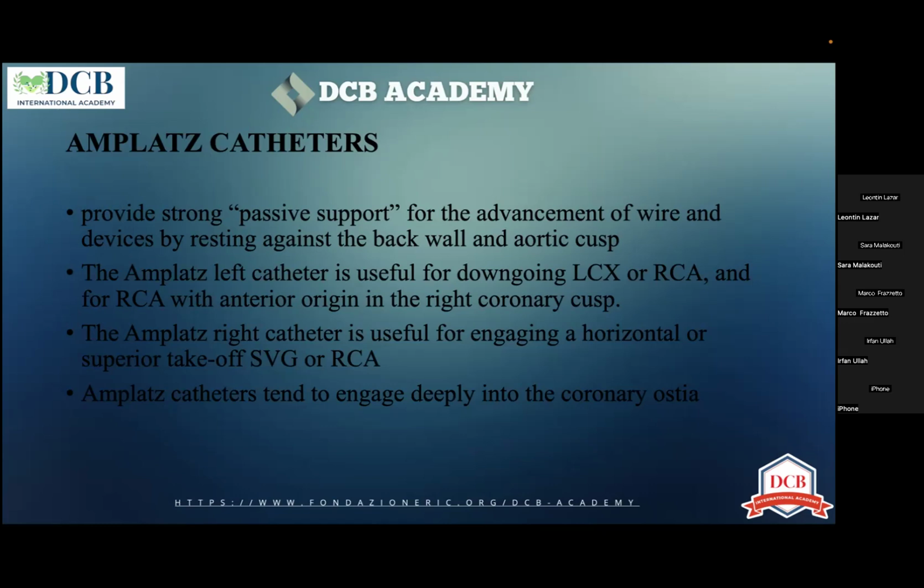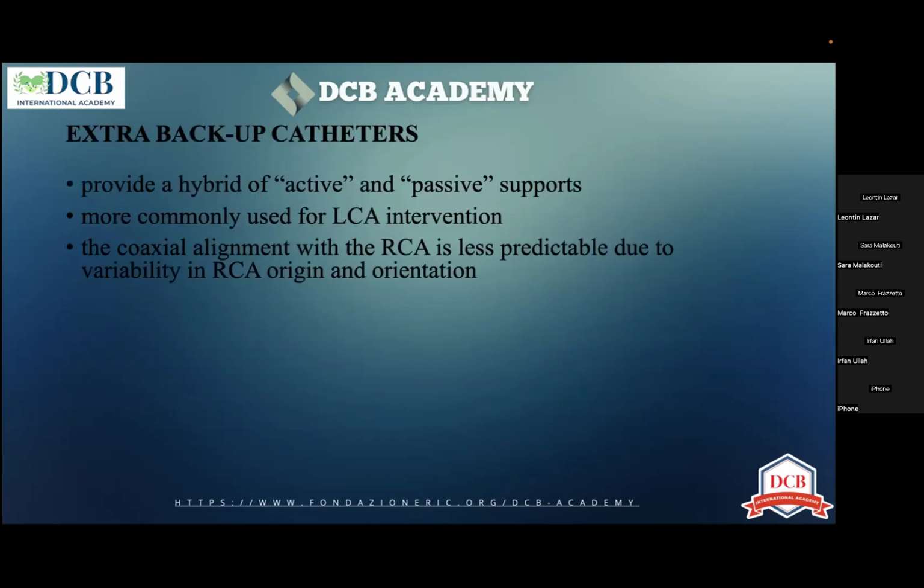The problem with Amplatz catheters is that we always have to work with them under fluoroscopic guidance because they are a bit more aggressive and they tend to engage deeply into the coronary ostia. Also, when we disengage the catheter from the right coronary artery, for example, sometimes when we just pull the catheter, it has a tendency to go deeper into the artery, and sometimes it can cause severe damage to the arterial wall or an important dissection. So we always have to be very careful with the Amplatz left in the right coronary.